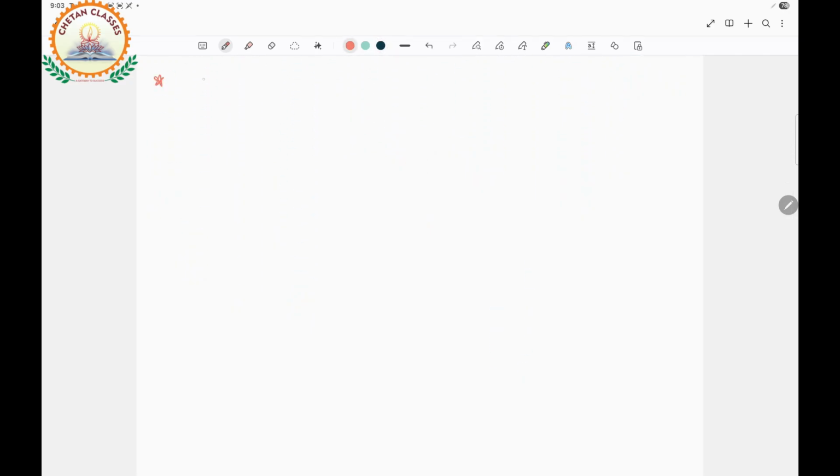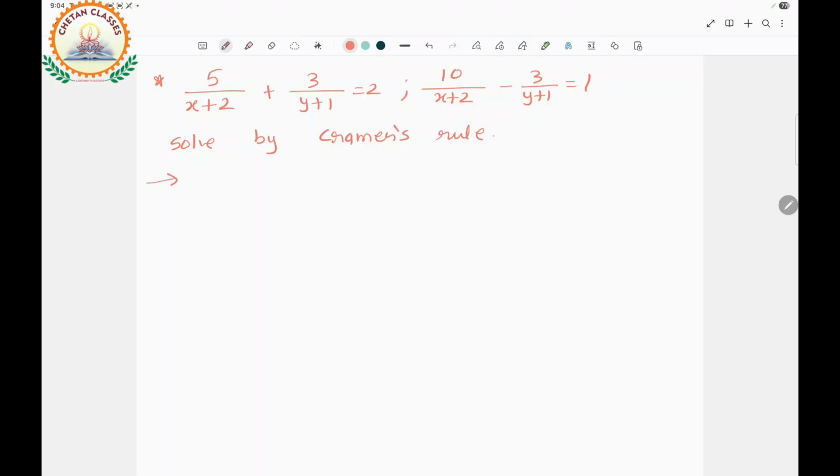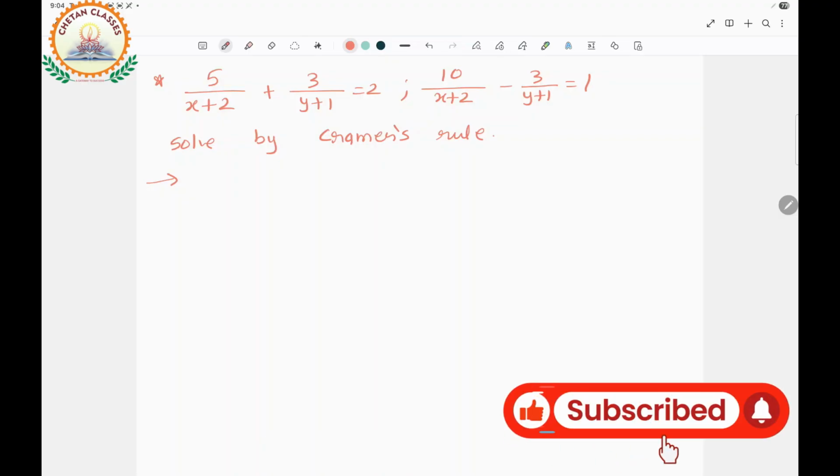Example, solve the following equations by Cramer's rule. Equation is 5 upon x plus 2 plus 3 upon y plus 1 is equal to 2, and second equation is 10 upon x plus 2 minus 3 upon y plus 1 is equal to 1. Solve by Cramer's rule. This equation is of 4 marks question. So in both the equations 1 upon x plus 2 and 1 upon y plus 1 is there.